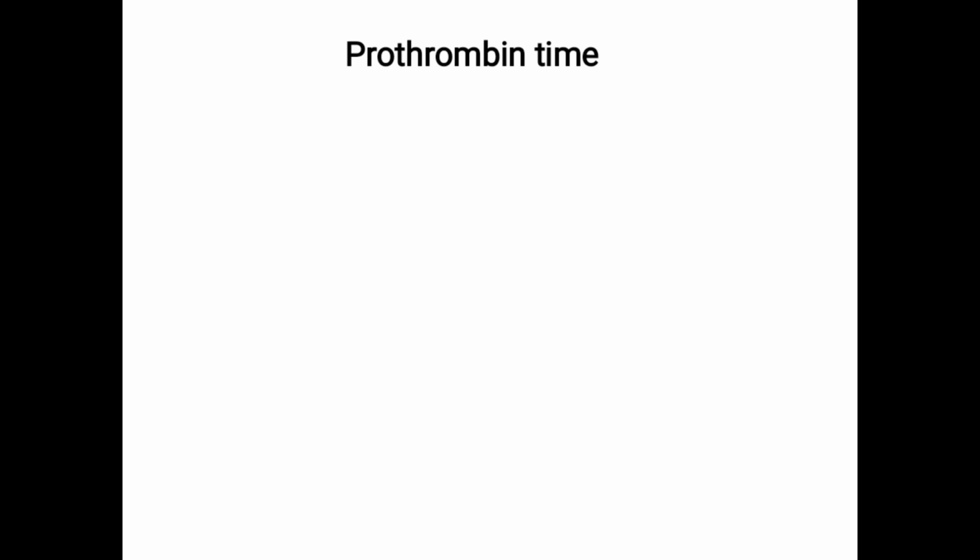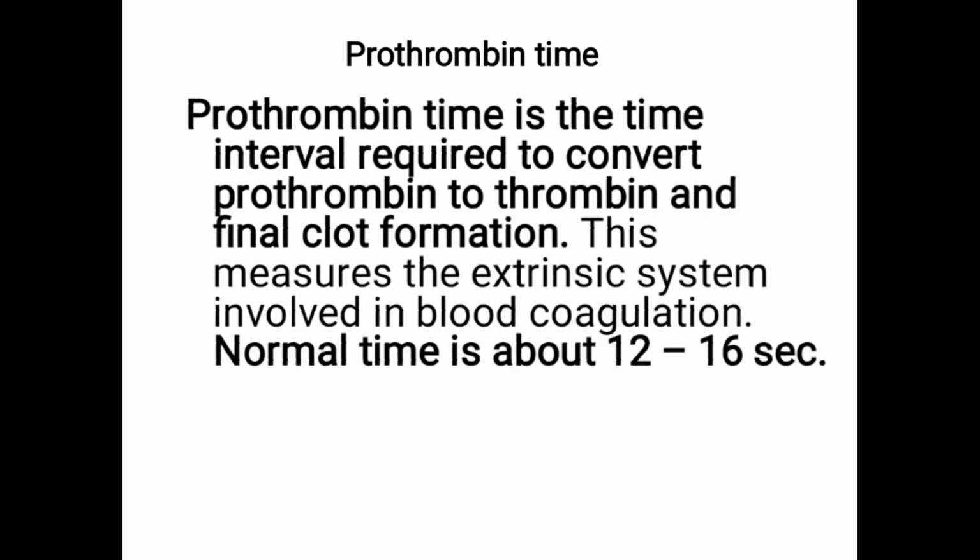Next, go to prothrombin time. Prothrombin, you know, is an inactive form. So it is the time interval required to convert prothrombin to thrombin and final clot formation. First what will happen? Activation of thrombin activator is important, right? So that will take time. After that, prothrombin to thrombin, then thrombin converts fibrinogen to fibrin, the final step.